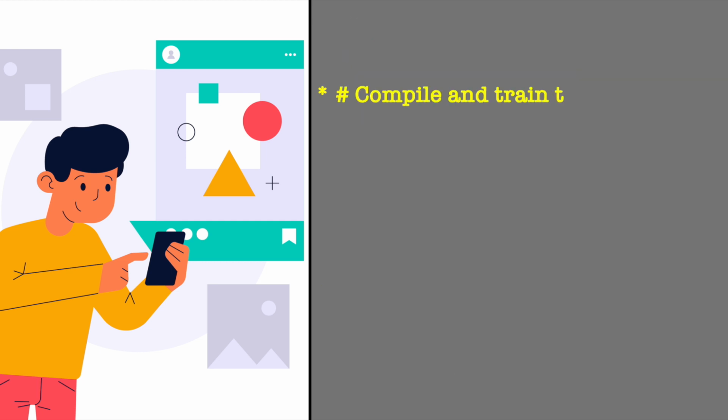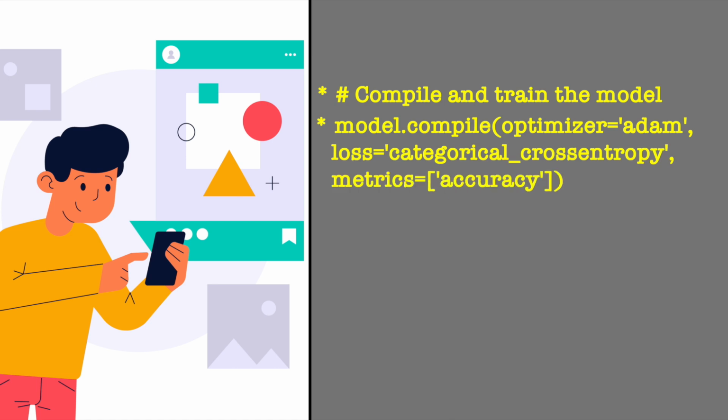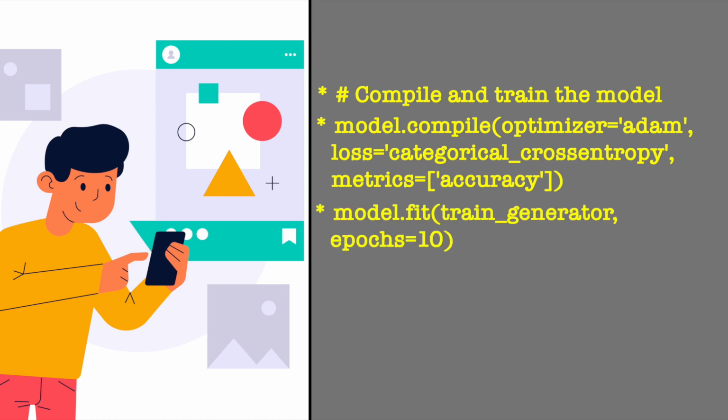Then compile and train the model. We have to compile and we have to use the optimizer as Adam. We can use another optimizer also. So, here we are using the generators and epochs, that is our iterations, which is defined here as 10, and we can calculate the accuracy.